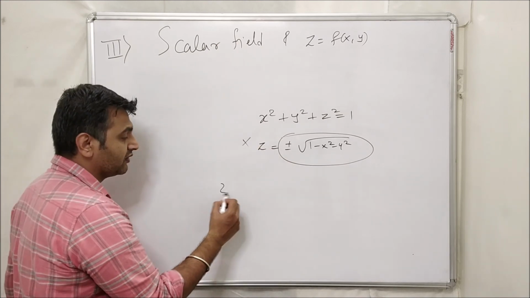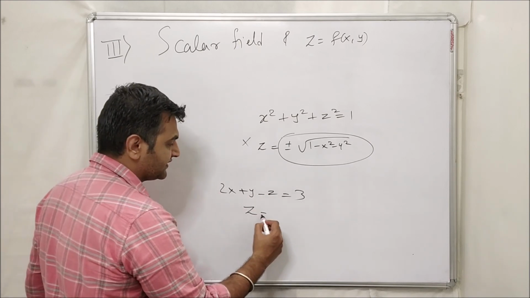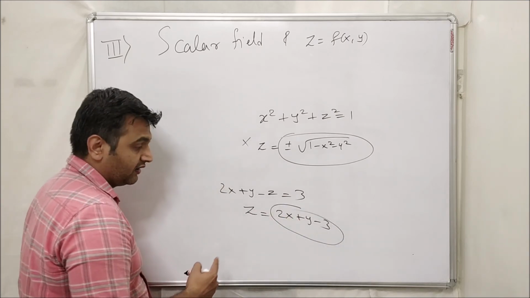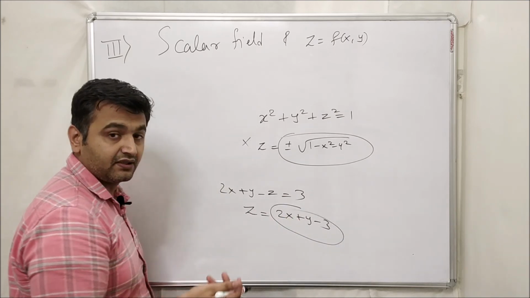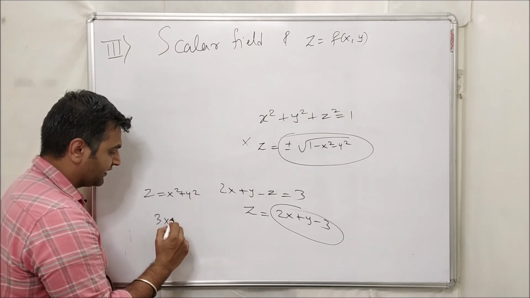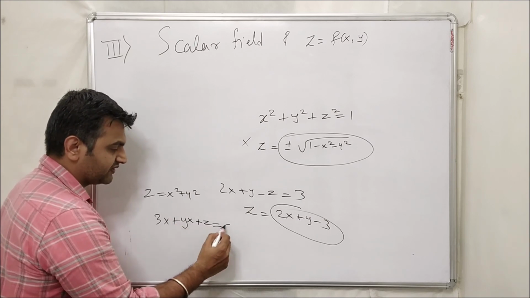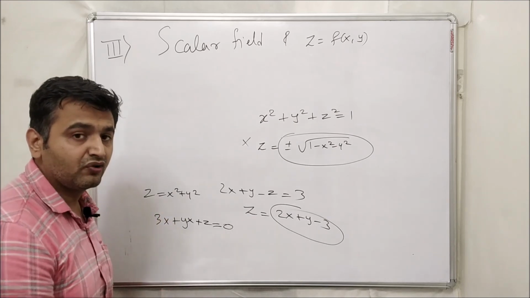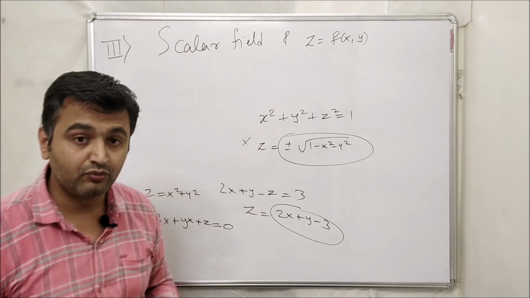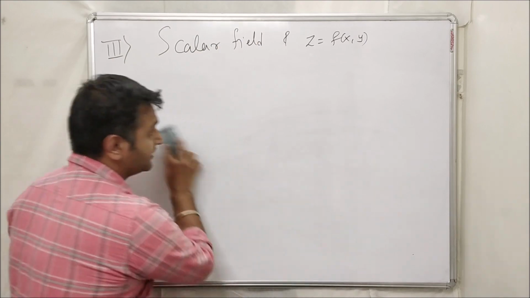But suppose you have a plane 2x plus y minus z equal to 3. Then here you can say z is 2x plus y minus 3, so this is my f of x, y. If you have such a thing where you can express z, say z equal to x squared plus y squared, or 3x plus y plus z equal to 0, then you can express z as a function of x, y, and in these scenarios you can use this method or the formula directly. So let's see what formula there is to solve this kind of problem.